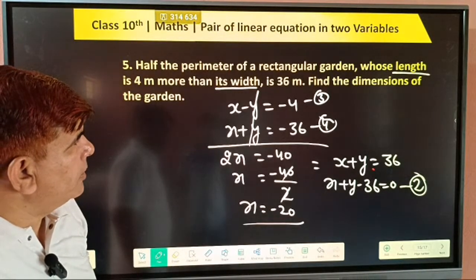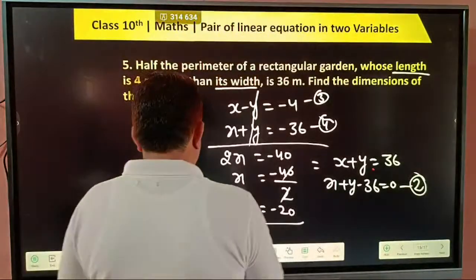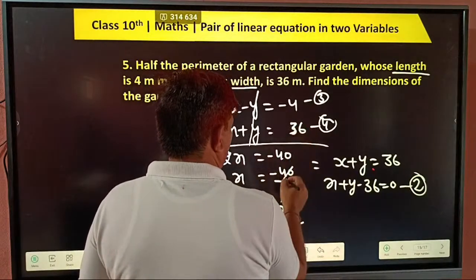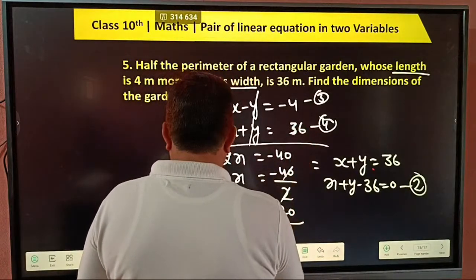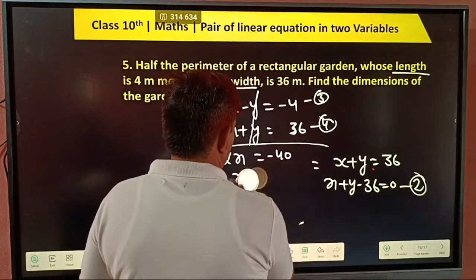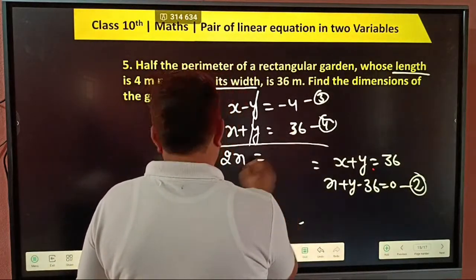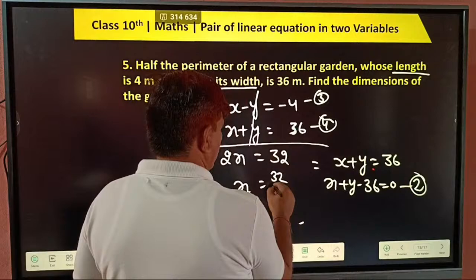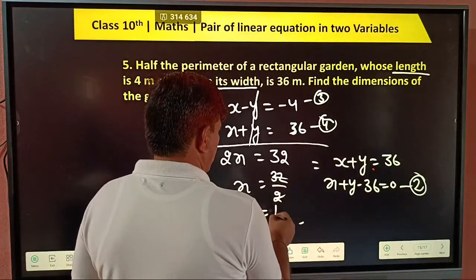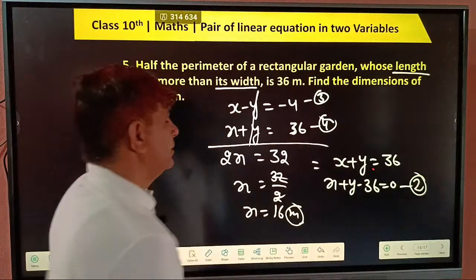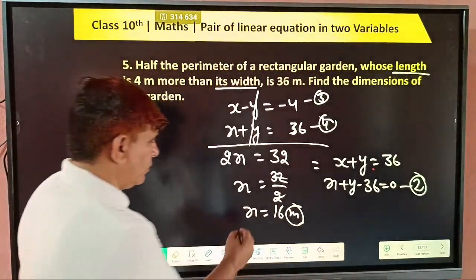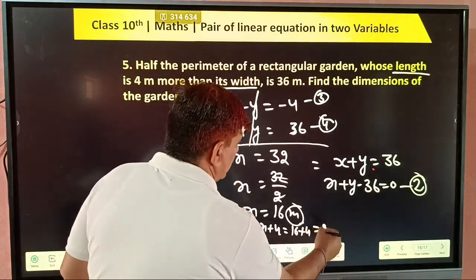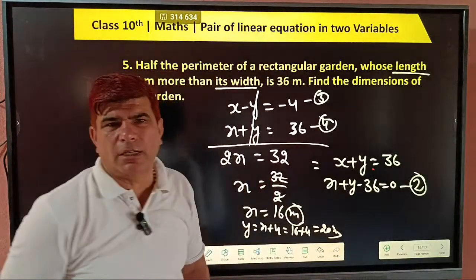x plus y is equal to 36, which was written wrong here. There was some mistake in it, so this is coming 36. So here this changes, and what's coming? 32. So x is equal to 32 by 2, 16. x is equal to 16 meters. What's your x? Width. And what's your y? y equal to x plus 4, so 16 plus 4, how much? 20 meters.